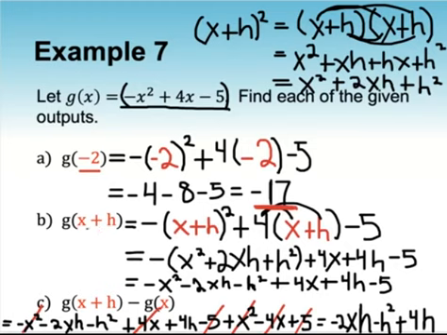But for parts B and C, our inputs were expressions. So the difference is if you look at the output, if you look at part B, we get an expression. We don't get a single number. Same thing on part C. Our output is an expression, not a number. So whenever you input a number, your output's going to be a number. When you input an expression, your output's going to be an expression.